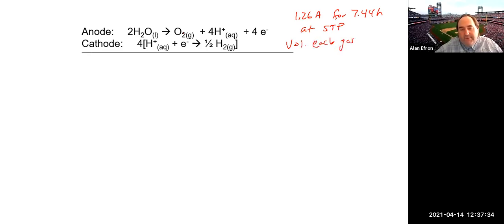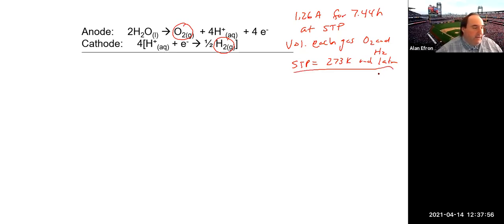Hopefully, you know the gases we're talking about are oxygen gas and hydrogen gas. So we're looking for oxygen gas and hydrogen gas. I want to take a few minutes here, see what you come up with. I'll also give you a reminder in case you don't remember, STP means 273 Kelvin and 1 atmosphere, just in case. All right, take a few minutes and we'll talk about it.